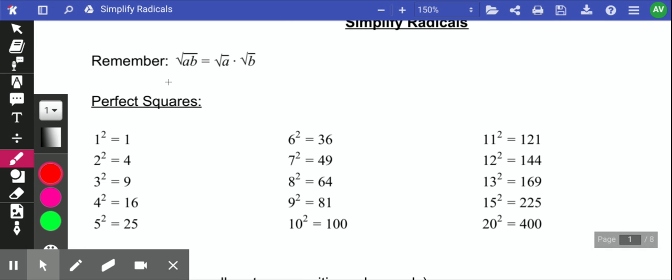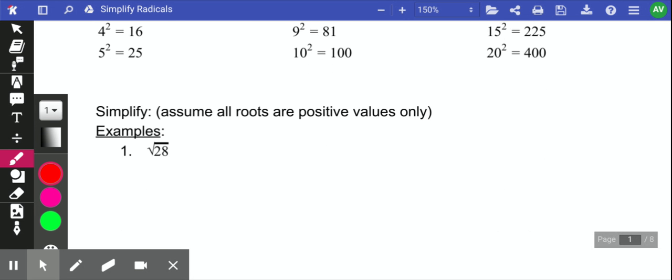First thing I want you to do is take a look at this rule. It says that if you take the square root of a product, like a times b, you can separate it out as the square root of a times the square root of b. And also to remind you, these are some common perfect squares. I thought it would be handy to have them in one place so you could refer to them if you need it.